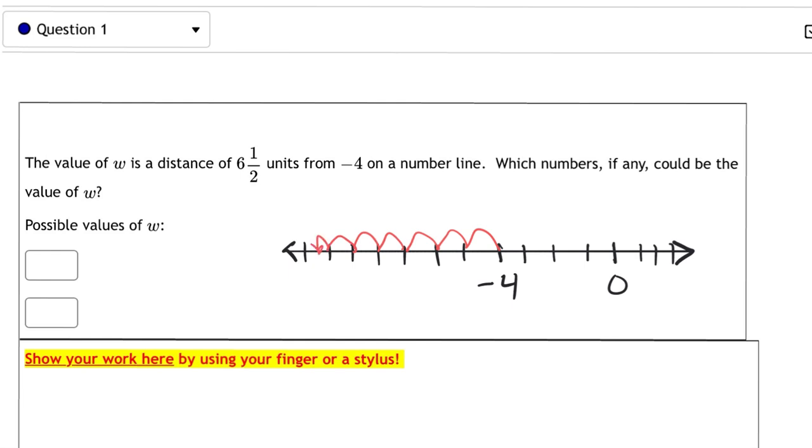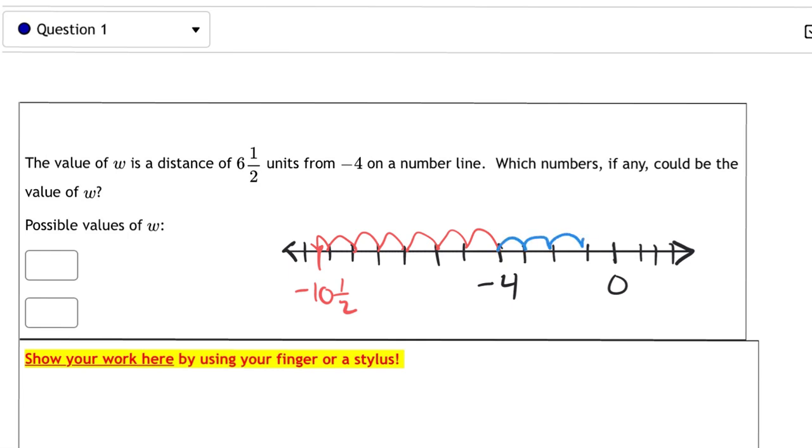So where does that put us? That's -4, -5, -6, -7, -8, -9, -10.5. This value is -10.5. And if I go 6.5 to the right, maybe I'll do that in blue.